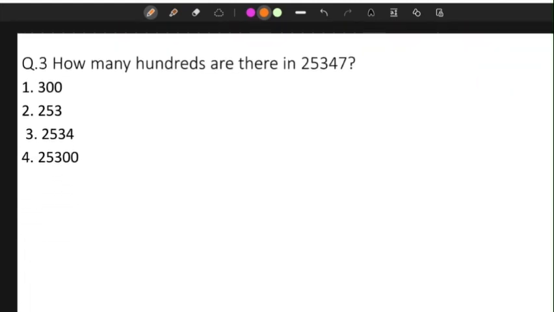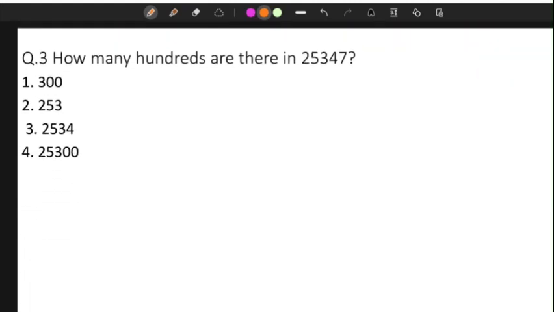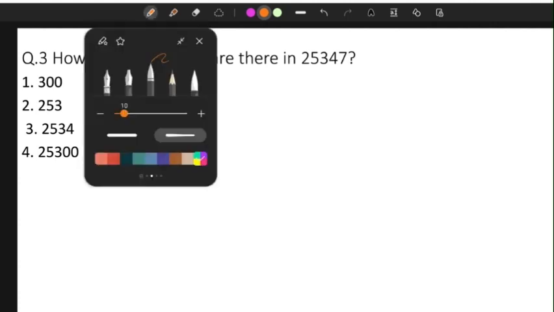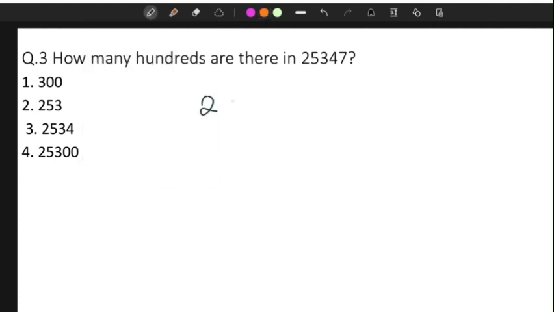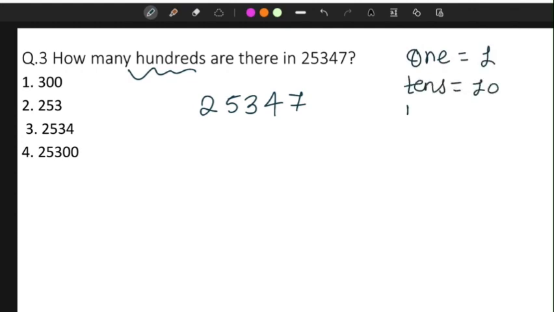Moving on to the next question: how many hundreds are there in the given number 25347? We have to calculate the hundreds. In case of ones, we divided by 1. In case of tens, we divided by 10. In case of hundreds, we are going to divide it by 100. Simple, divide by 100.